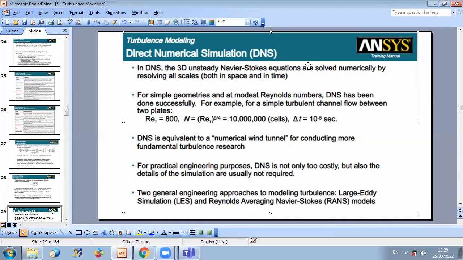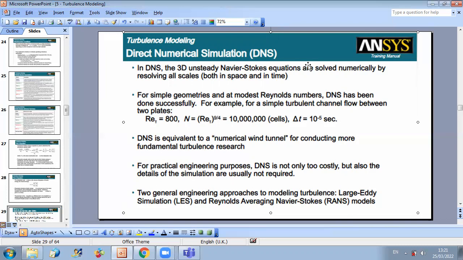For simple geometries and at modest Reynolds numbers, direct numerical simulation has been done successfully. For example, for a simple turbulent channel flow between two plates, we were able to solve the Navier-Stokes equation in space and time. When we say direct numerical simulation, this is equivalent to a numerical wind tunnel for conducting more fundamental turbulence research. So we are trying to get a solution of the Navier-Stokes equation, and as we said, this is not always applicable and it will take a lot of time.